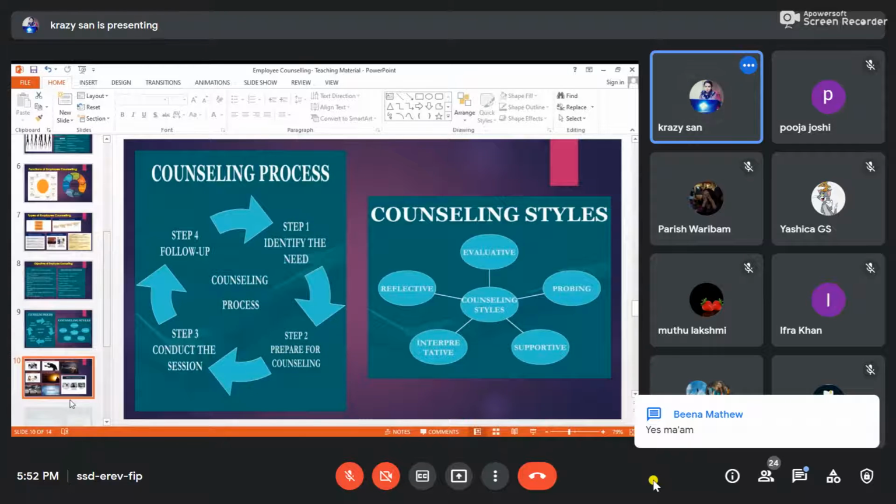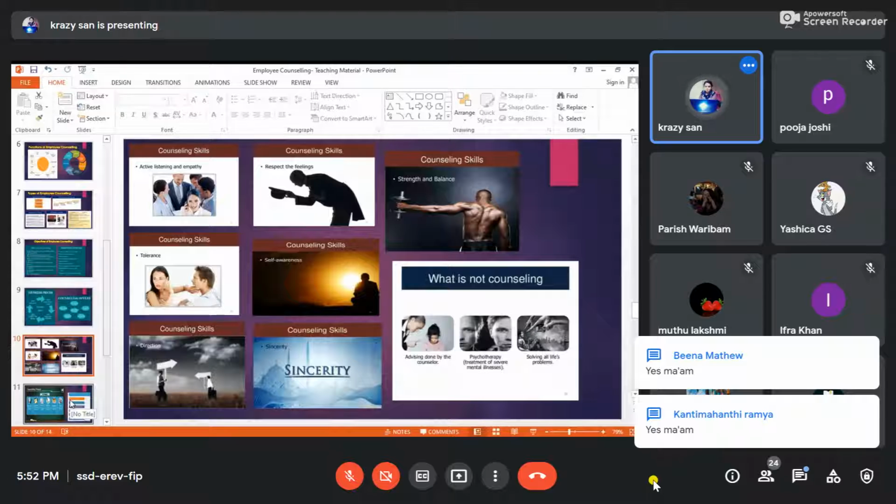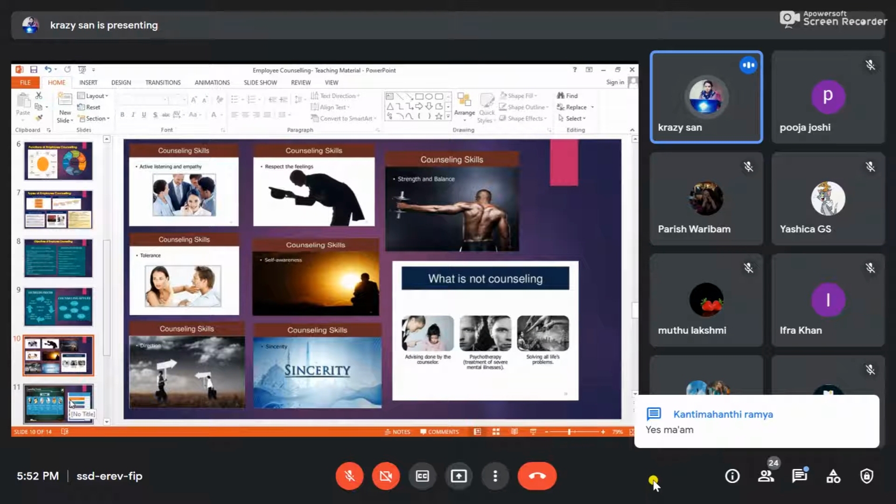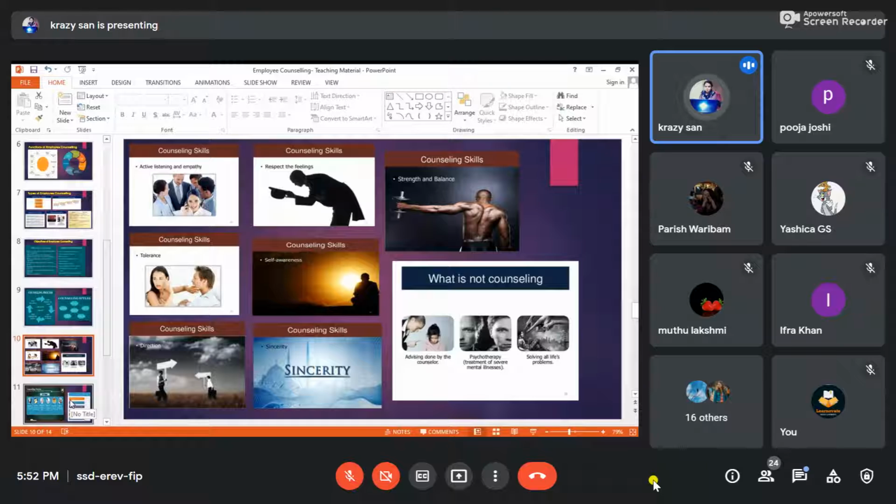So who has to have very good skills? The person giving counseling has to have these skills. First is active listening and empathy. You have to be very active and listen patiently to the person, and you need to show empathy toward them. Respect their feelings, emotions and views. Tolerate their sometimes irrelevant activities or irrelevant dialogues; tolerating irrelevant words also is sometimes very important.